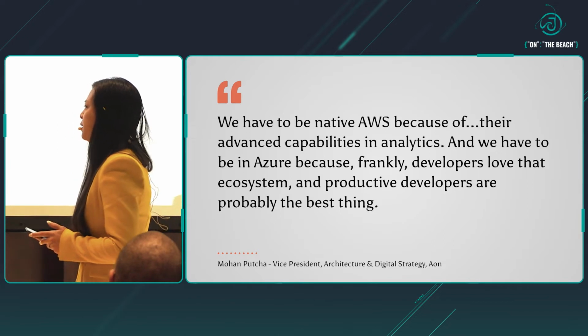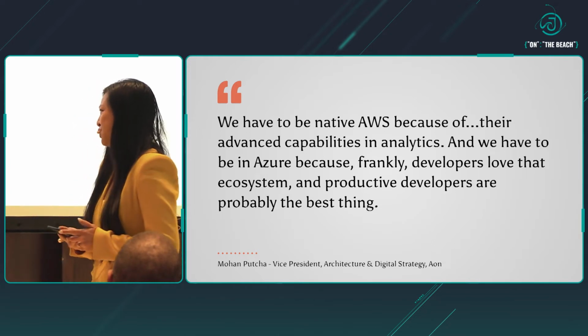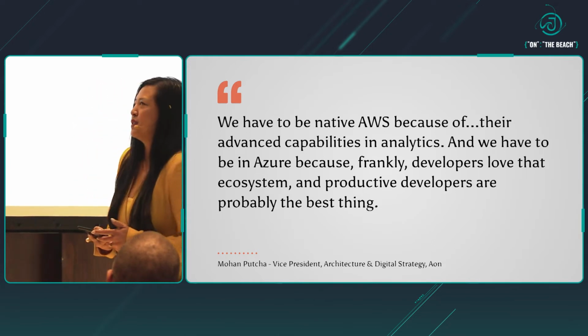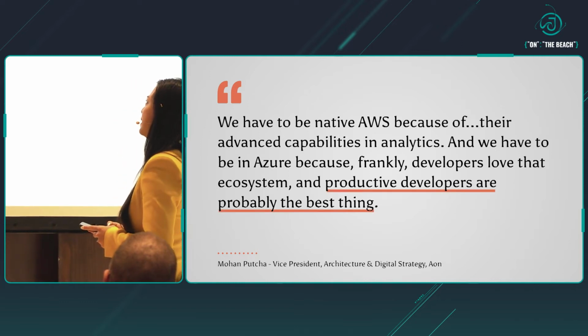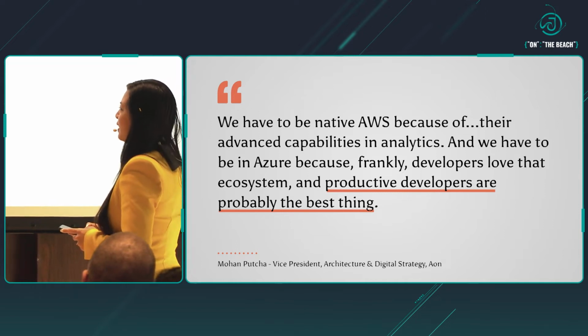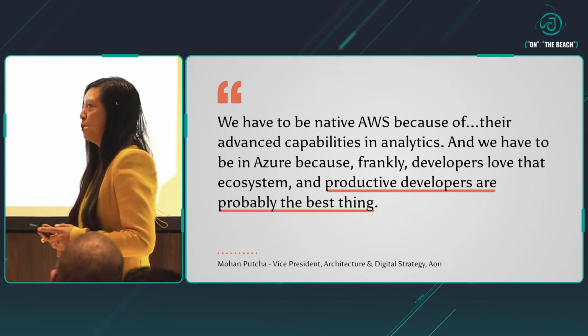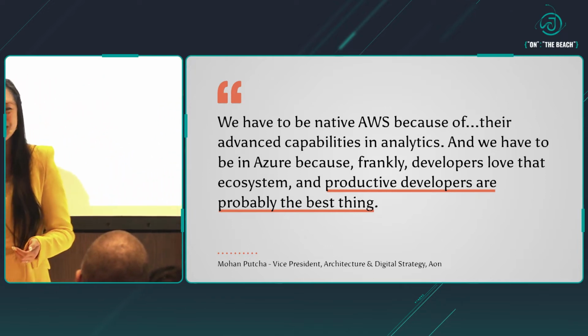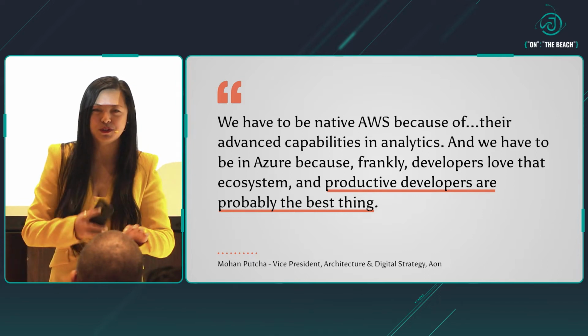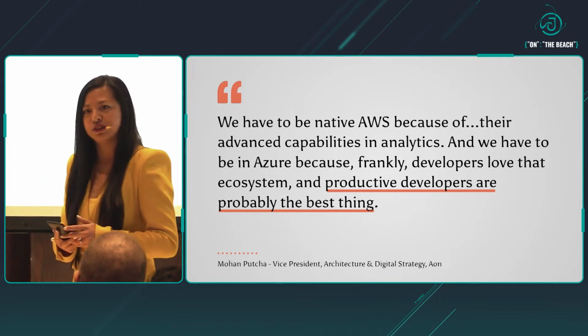Mohan Pucha, who is the Vice President of Architecture and Digital Strategy at Aon, says we have to be native AWS because of their advanced capabilities in analytics. And we have to be in Azure because, frankly, developers love that ecosystem, and productive developers are probably the best thing. So who wouldn't want productive developers who are just left alone doing what they need to do?